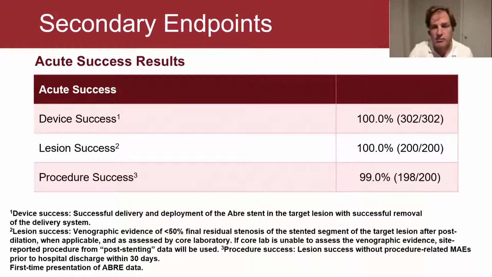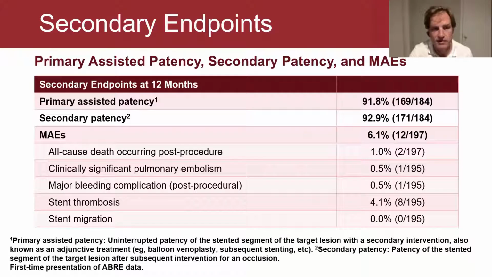Device success was 100% with no problems in deployment or delivery of the ABRE stent system. And for the secondary endpoints at 12 months, we see that the primary assisted patency was high at 91.8%, with secondary patency of 92.9, indicating that a number of the patients that had thrombosis of their stents early were recovered and patency was maintained at 1 year.